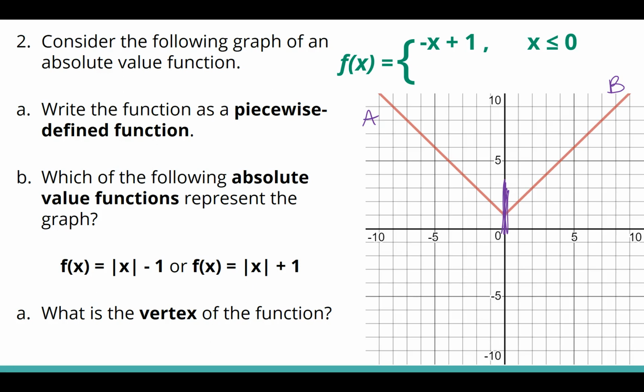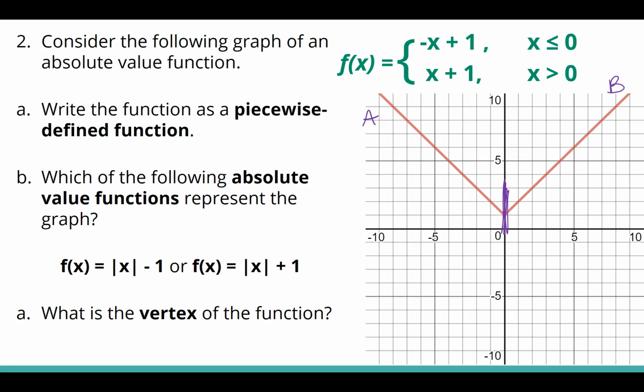All right, my next one. What's the slope of line B? X. What is the y-intercept of line B? 1. So put it all together. X plus 1. Good. Where do we see it? X is greater than 0. Beautiful. Good.